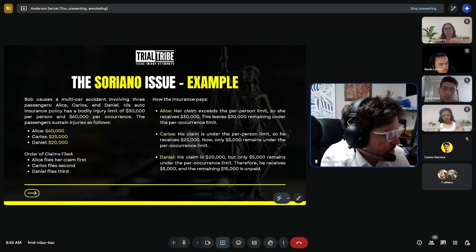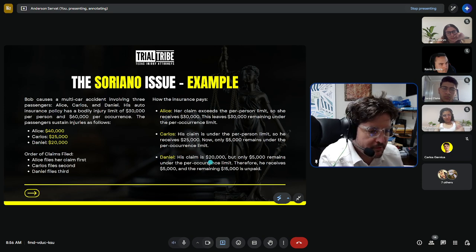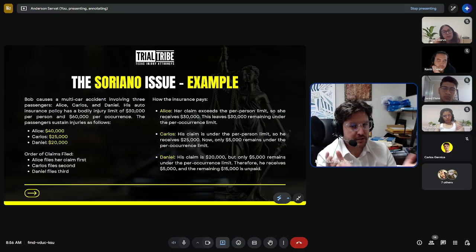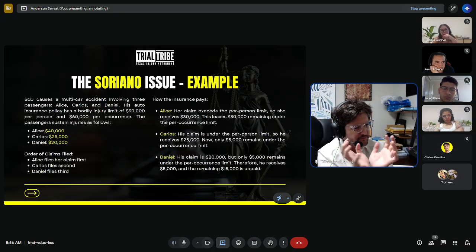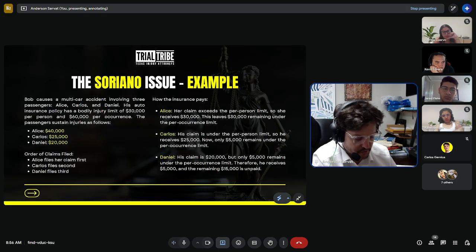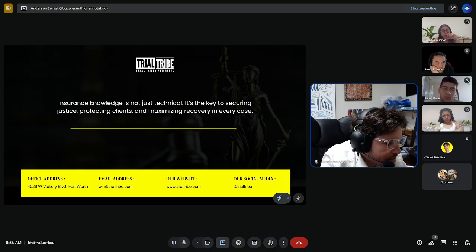So in this scenario, there are 3 people hurt and a limited policy of 60. The first is going to get 30, the second, Carlos, here, Carlos, you are hurt, he's going to have 25, and Daniel has 20 but will receive only 5 because that's the amount available in the end. So unfortunately, because of this distribution and this doctrine of Soriano, the limit will be distributed between the injured parties, and our obligation is to try to get the limits for our client. So that's the part. Basically, that's it.